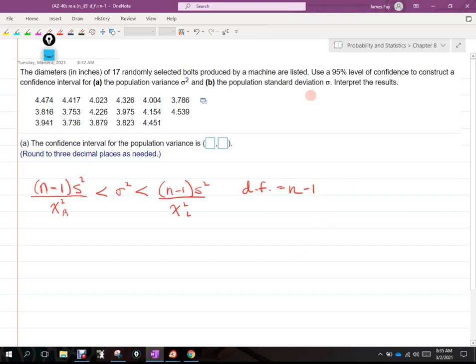So what would n be in our situation? N is 17, so degrees of freedom is 16, right? Okay, so I'm just going to start plugging stuff into this confidence interval. N minus 1, we've got that, 16.